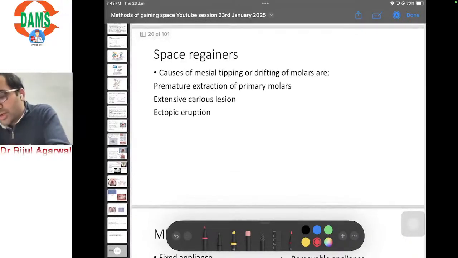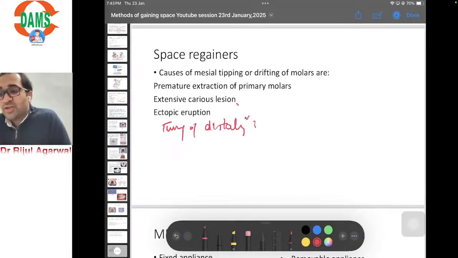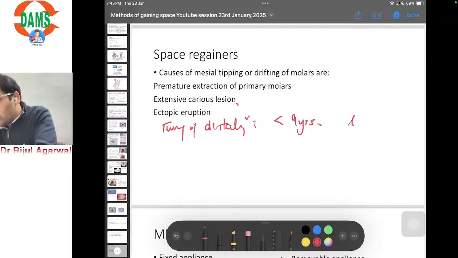So what is the timing of distalization? When should we give the space regainer? Before the age of 9 years. Why? Because before 9 years the roots of the permanent first molar are not complete.